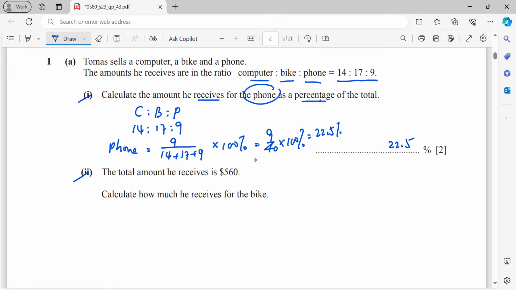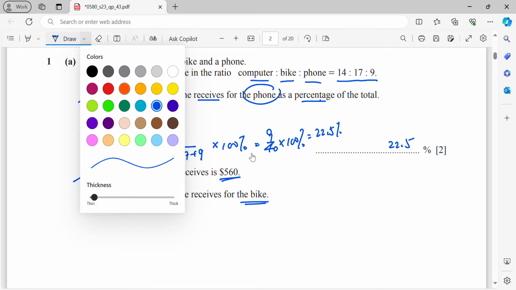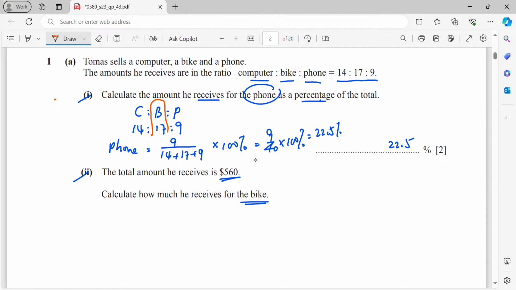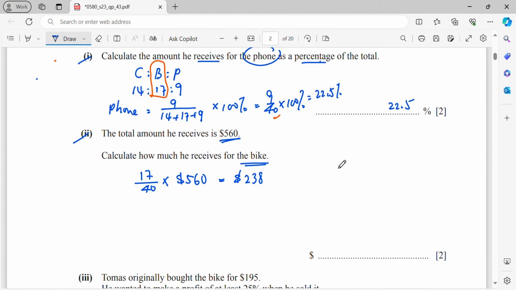Now, second part, the total amount he receives is $560. Calculate how much he receives for the bike. So for the bike itself, it will be 17, right? Because when you look at the ratio here, the portion is 17 out of the total of 40. So now, 17 out of 40 times the total amount, $560. This is going to be 238. So that's the amount for the bike.